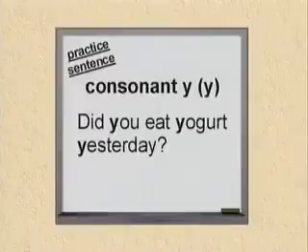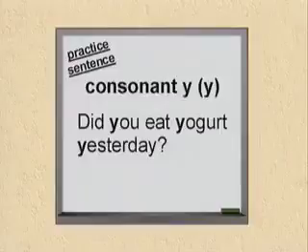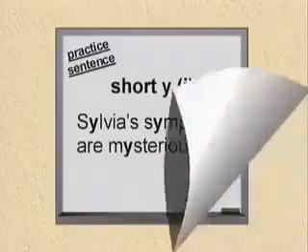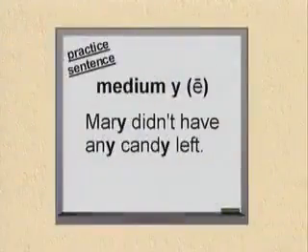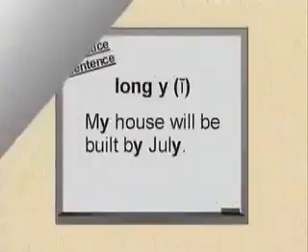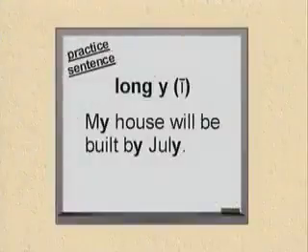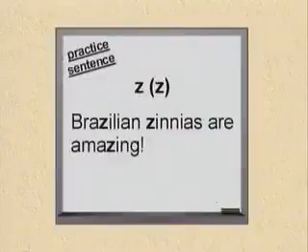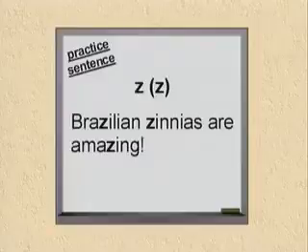Consonant Y. Did you eat yogurt yesterday? Short Y. Sylvia's symptoms are mysterious. Medium Y. Mary didn't have any candy left. Long Y. My house will be built by July. Z. Brazilian zinnias are amazing.